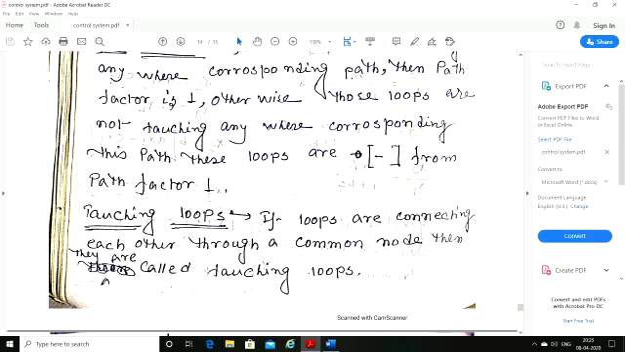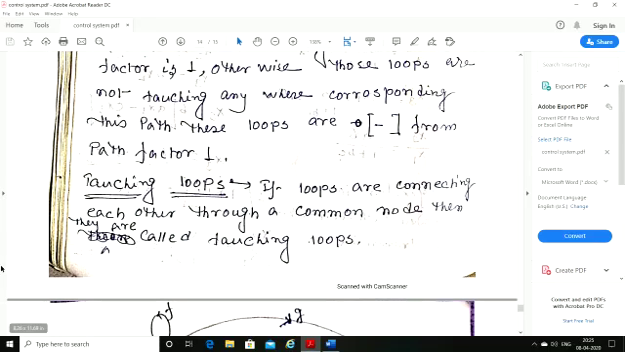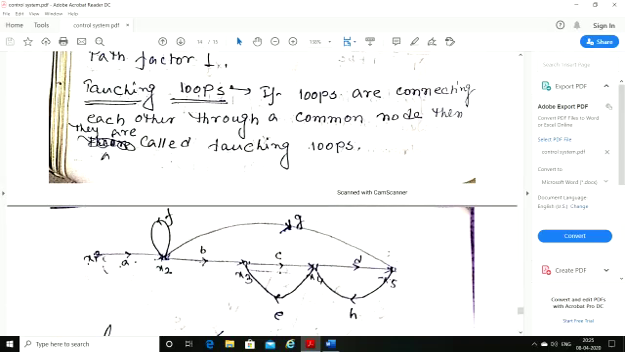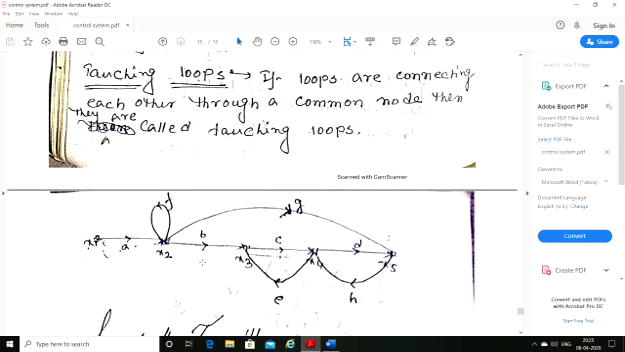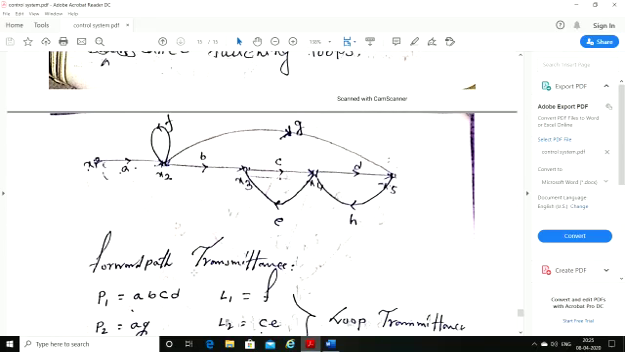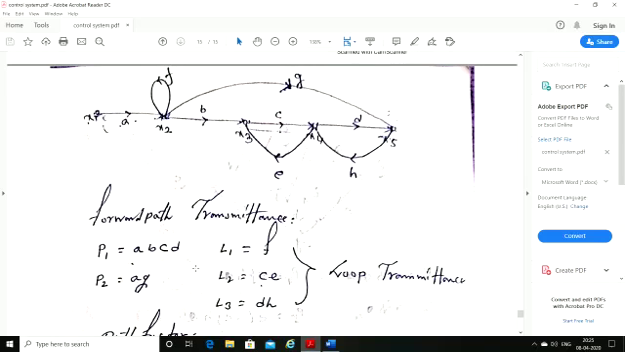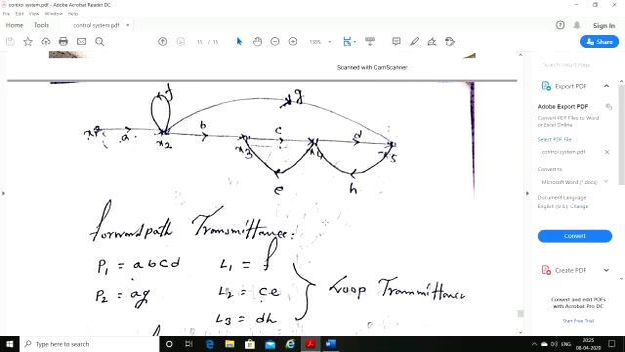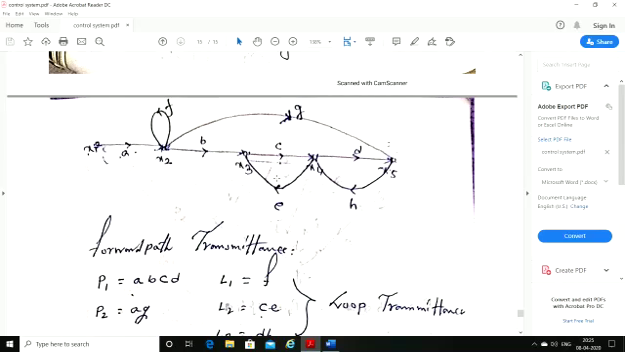And touching loops means if loops are connecting each other through a common node, then they are called touching loops. Touching loop means two loops are connected with a single node. Okay, therefore it is called a touching loop. We will see one example like that.